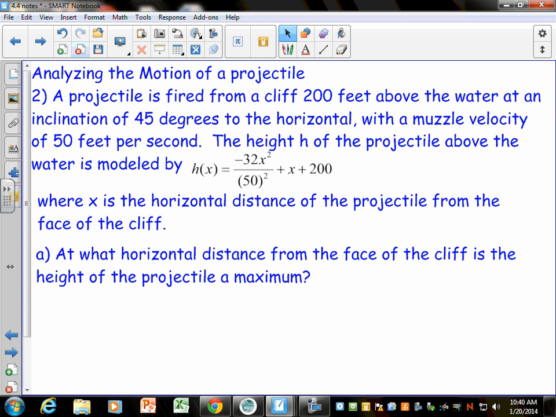So notice that this is still a quadratic, where x is the horizontal distance of the projectile from the face of the cliff. So x is how far out it's traveling. And look at part A. It says, at what horizontal distance from the face of the cliff is the height of the projectile a maximum? That's a whole lot of words there. But here's the big thing. If we know it's a quadratic and it's negative, we know it's going to look like this to some degree. So what are we going to do to find that maximum?